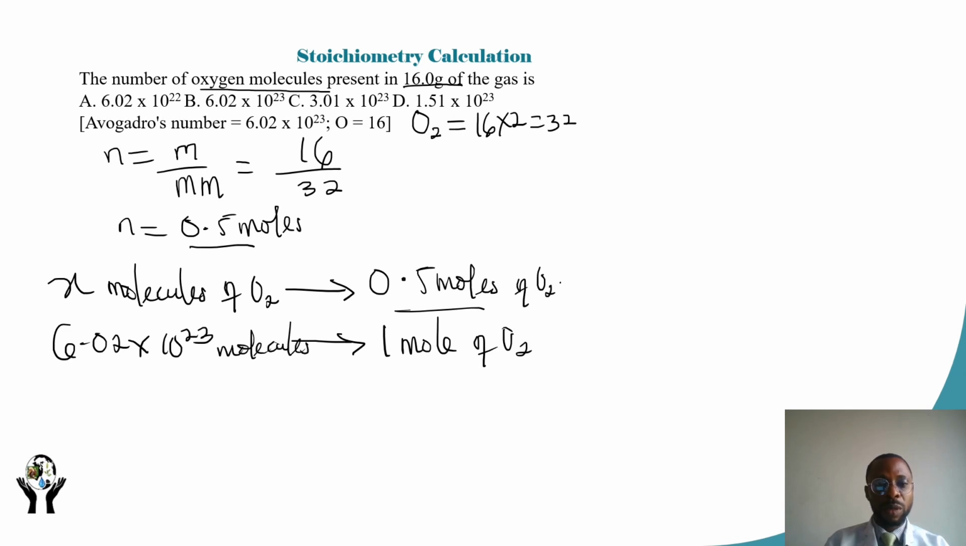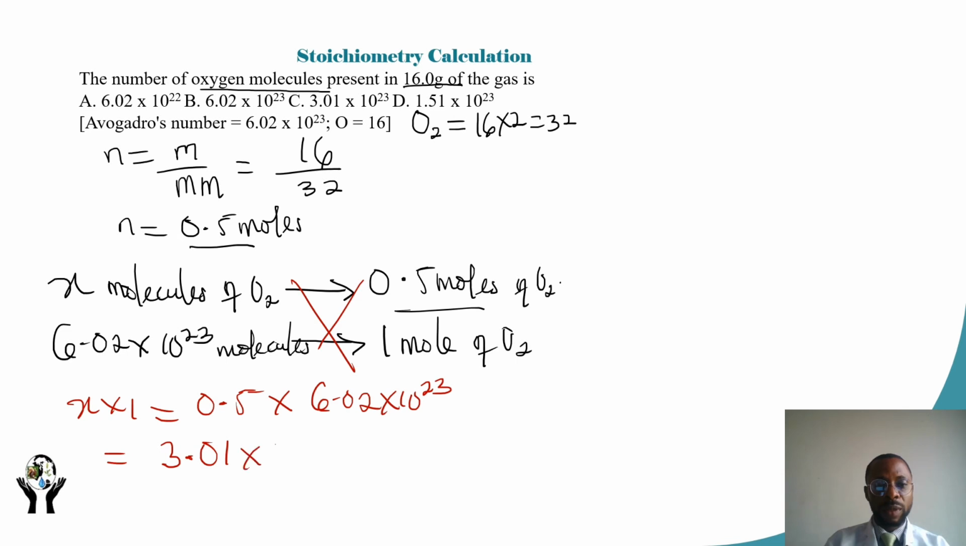With this, we can cross multiply, and from there, our x multiplied by 1 will give us 0.5 multiplied by 6.02 times 10 to the power 23. And from there, our x, which is the number of molecules of oxygen, will give us 3.01 times 10 to the power 23 molecules of oxygen. This is one approach.